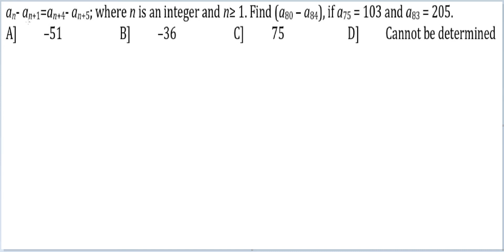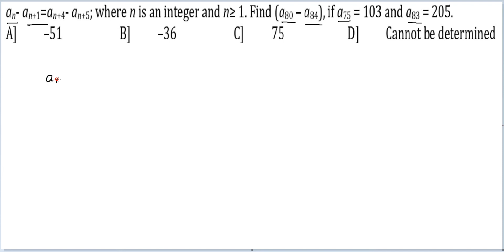Okay, so I have some expression in terms of a, and then I have two terms given, a_80 minus a_84, something that differ by 4. Then I have a_75 and a_83, terms that differ by 8, the nth value differing by 8. Okay, let me see. From this expression, what all can I get?